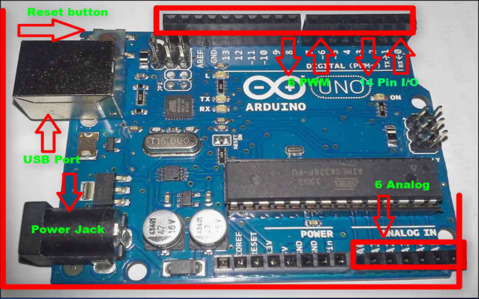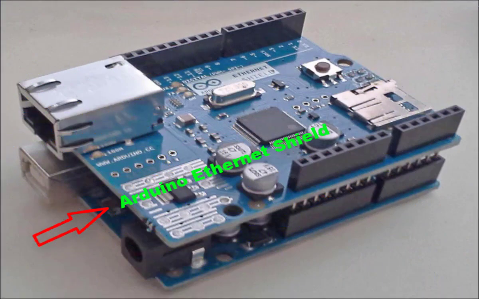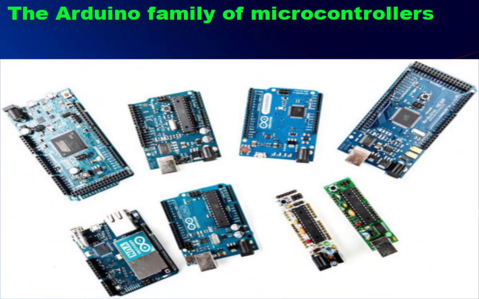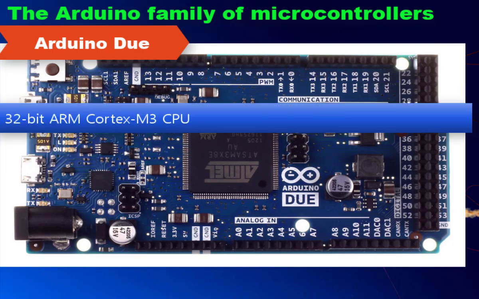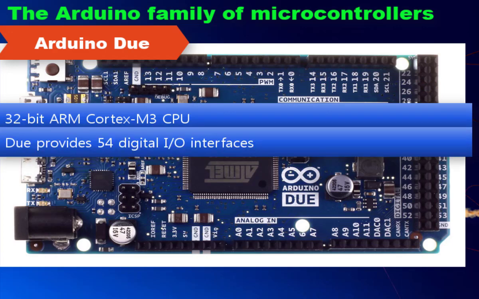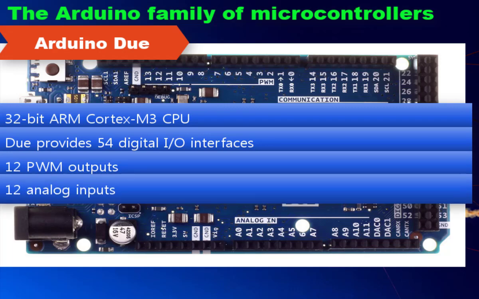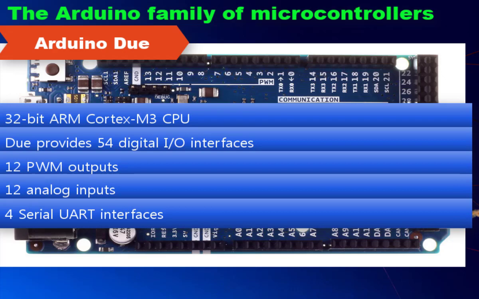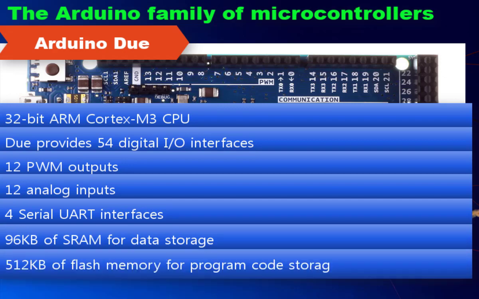The size and layout of the Arduino Uno has been made the standard format for most Arduino units, so just about all Arduino shields fit into the header sockets of the Arduino Uno. The Arduino family of microcontrollers. The Arduino Due unit uses a more powerful 32-bit ARM Cortex-M3 CPU. It contains 54 digital input-output interfaces, 12 pulse width modulation outputs, 12 analog inputs, and 4 serial universal asynchronous receiver-transmitter interfaces. It also provides considerably more memory, with 96 KB of static random access memory for data storage, and 512 KB of flash memory for program code storage.